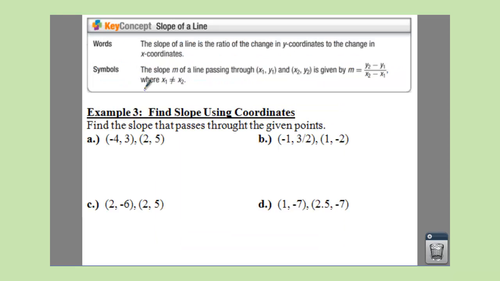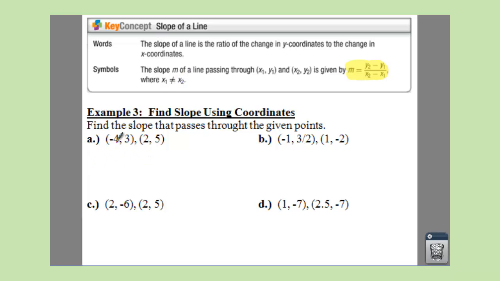So let's go over to our example 3. And here's where you have to use the formula. M is equal to y sub 2 minus y sub 1 over x sub 2 minus x sub 1. And we're going to use this formula, and I'm going to use it just a couple times on here so we do not waste all your valuable and precious time that you have.